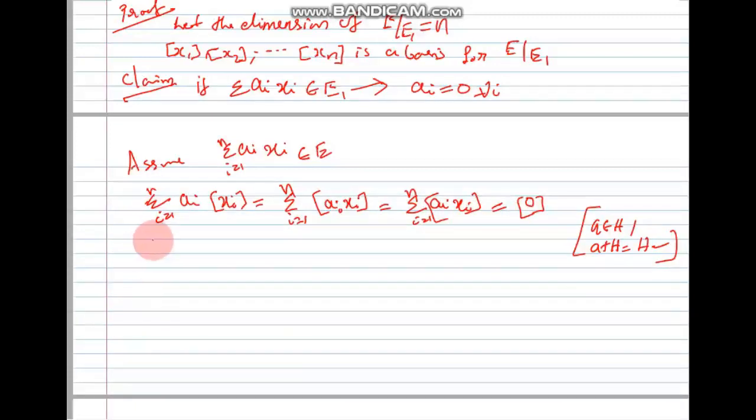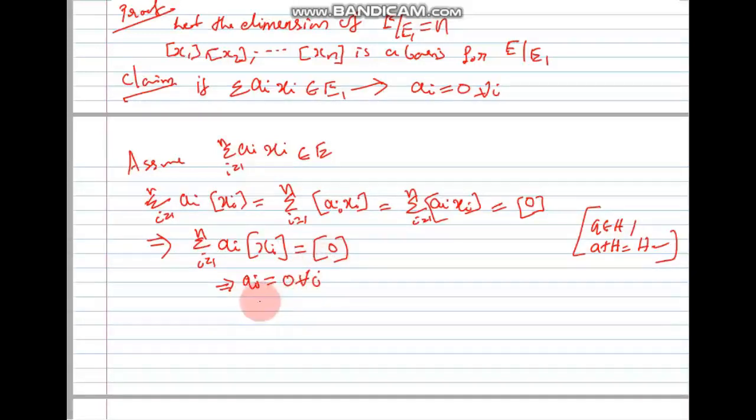Therefore, sigma i equal to 1 to n ai into coset xi is 0. But the cosets x1, x2, etc., xn form a basis. Therefore, each ai should be equal to 0, which implies ai equal to 0 for all i. That was our claim: whenever sigma i equal to 1 to n ai xi belongs to E1, we have ai equal to 0 for all i.